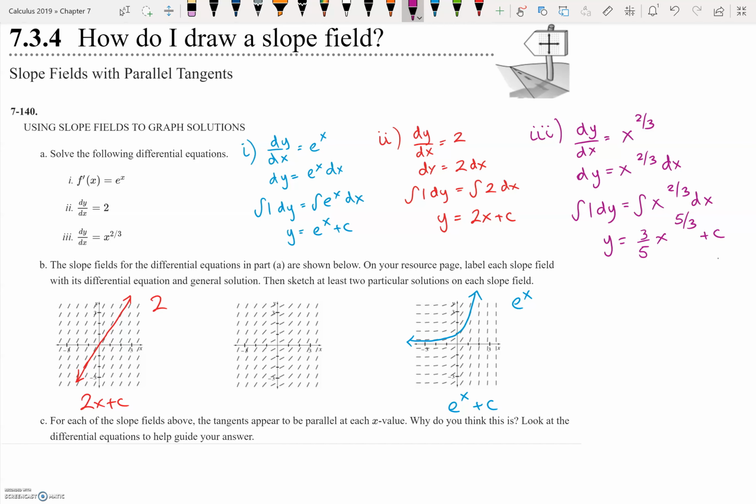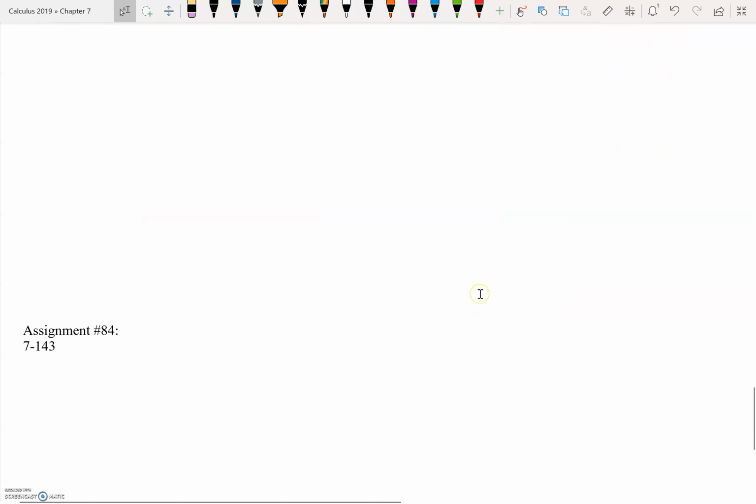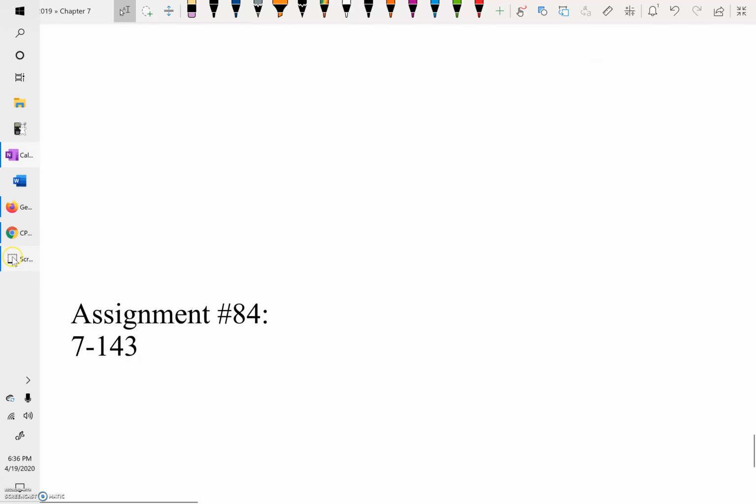And then that means that our last one is going to be 3/5 x to the 5/3, or our original equation is x to the 2/3. And our graph would look something like, maybe something like that. There we go. Okay, and you're going to practice that in our one homework problem that I'm going to give you, 143. Very challenging. I will see you guys later.